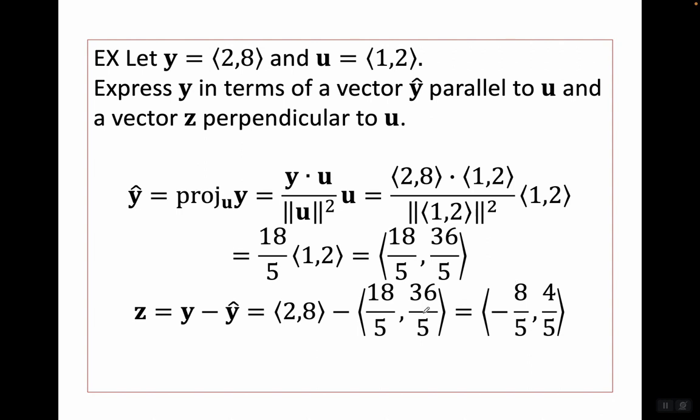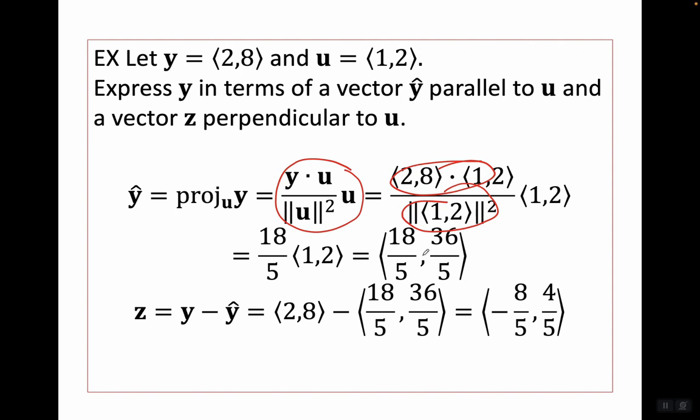So y hat we've seen before as y dot u over length of u squared times u. It's going to be (2, 8) dot (1, 2), that's y dot u, over length of (1, 2) squared, times (1, 2). That is 18/5 times (1, 2), which you can write as (18/5, 36/5). So that's the vector that's parallel to u.